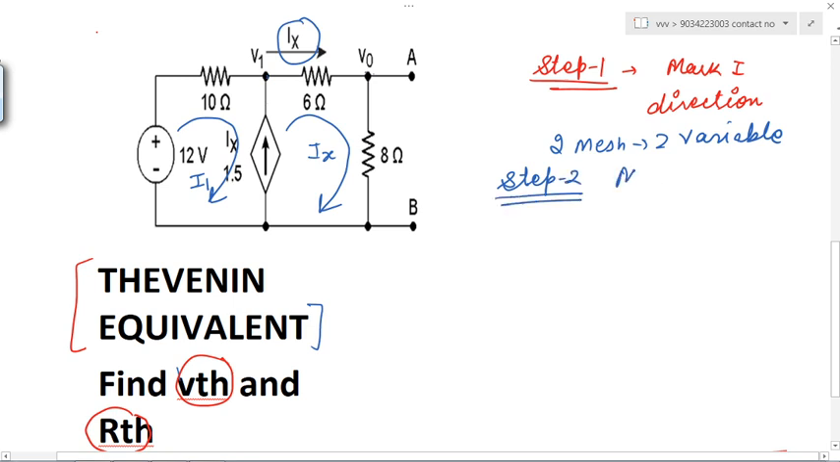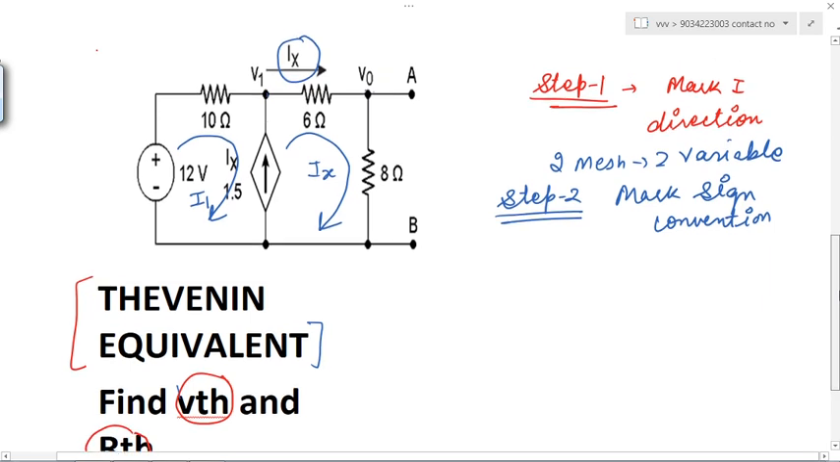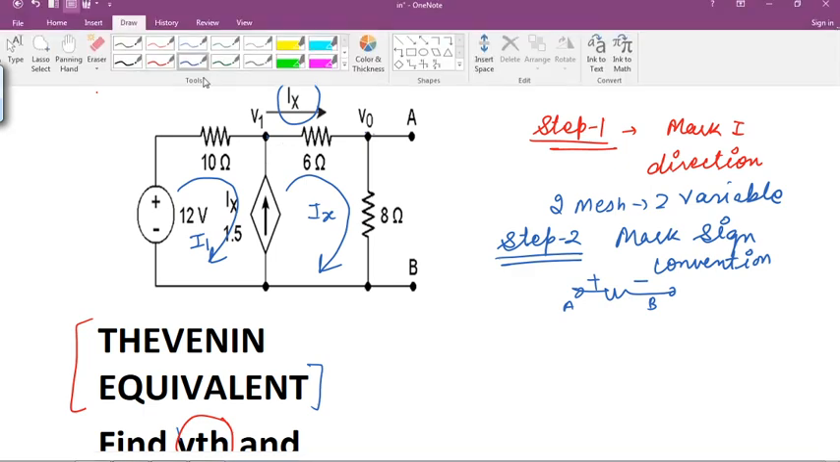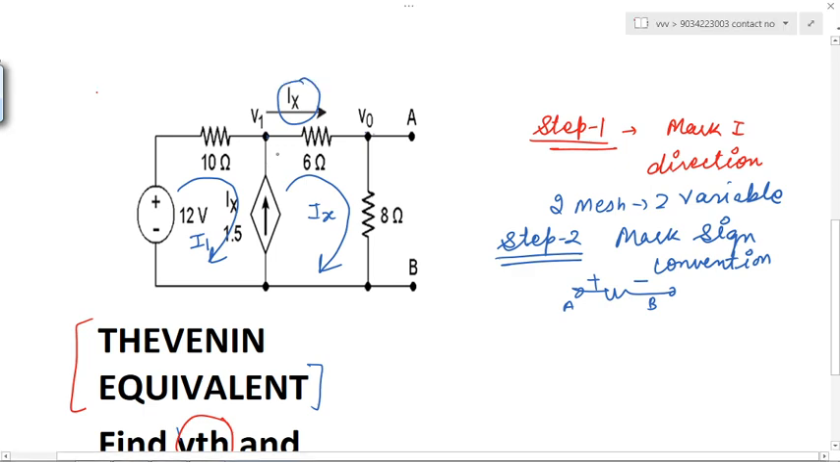Step number 2 is mark sign convention. You need to mark sign convention. As you know that current always flows from higher potential to lower potential, right? Current always flows from higher potential to lower potential. So if current flows from A to B, then you will mark positive here and negative here. So accordingly I am marking the sign convention.